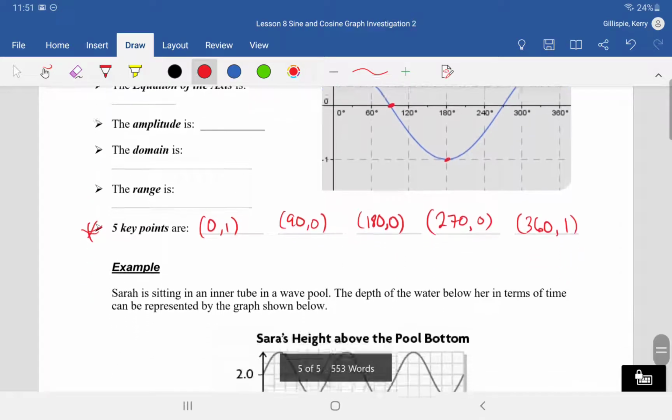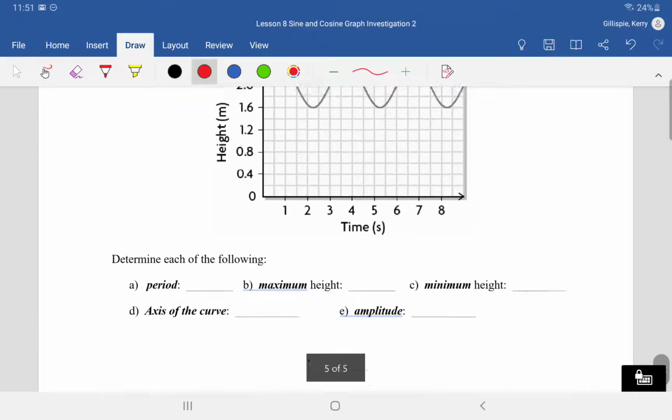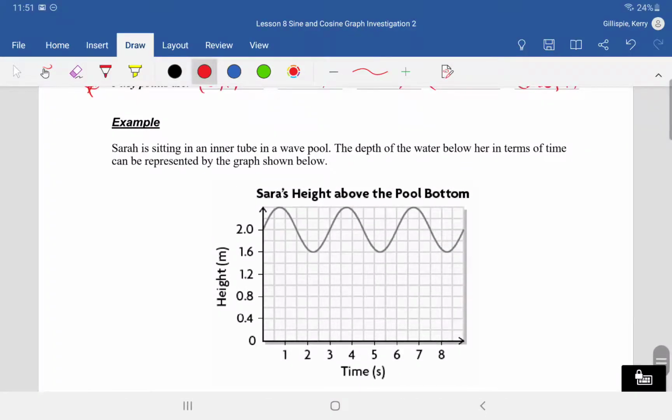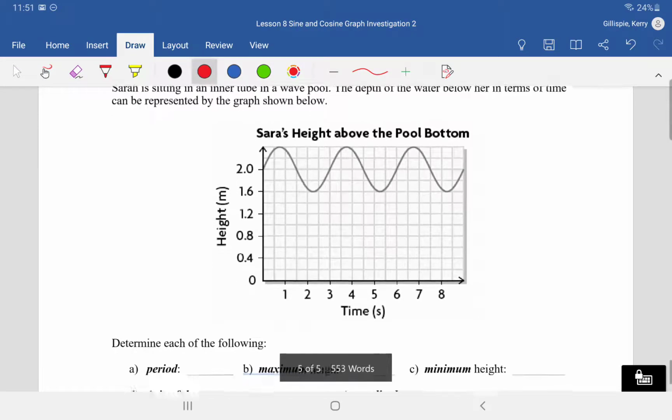Okay, one more quick example about a sinusoidal function. And then I have some homework to post that you can work on Desmos. Okay, Sarah's sitting in an inner tube in a wave pool. The depth of the water below her in terms of time can be represented by the graph shown below.